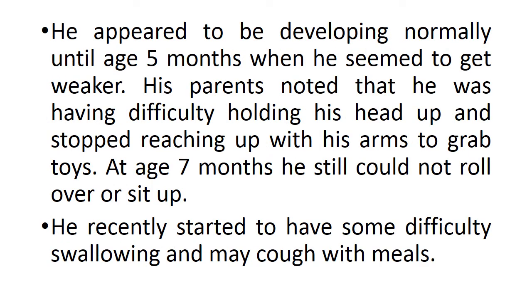He appeared to be developing normally until the age of 5 months, when he seemed to get weaker. His parents noticed that he was having difficulty holding his head up, and he stopped reaching up with his arm to grab toys. At the age of 7 months, he still couldn't roll over or sit up. He recently started to have some difficulty swallowing and may cough with meals.